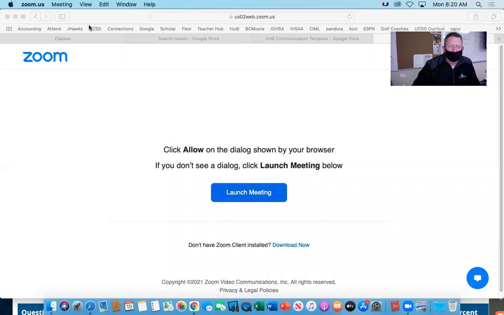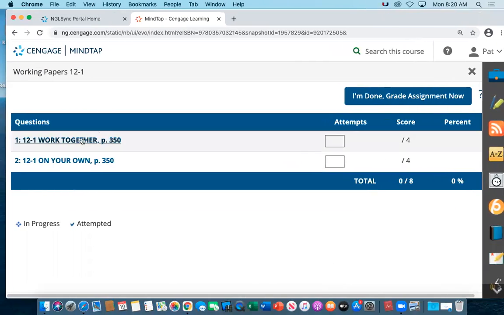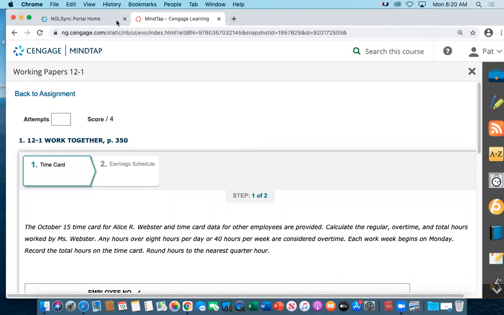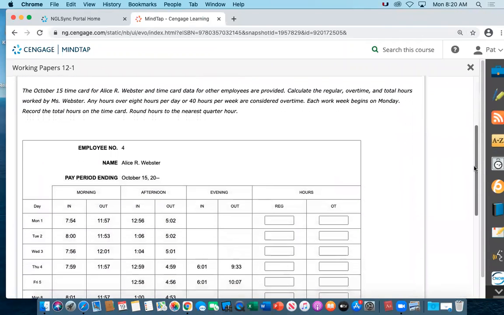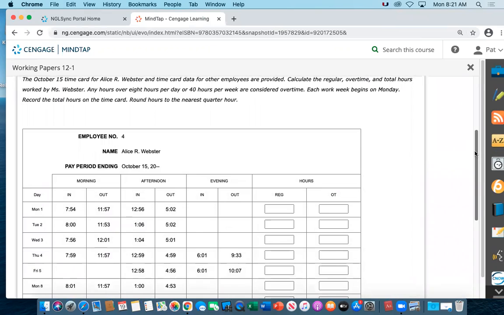All right. So let's go ahead and work on the 12-1 work together. I'm now going to zoom out because it's too much. On October 15th, it says Alice Webster's time card data has been provided. We need to calculate regular, overtime, and total hours. All right. That's things that we can do.